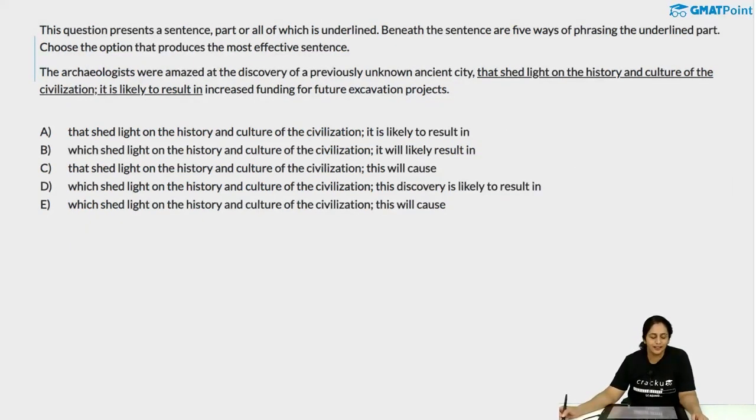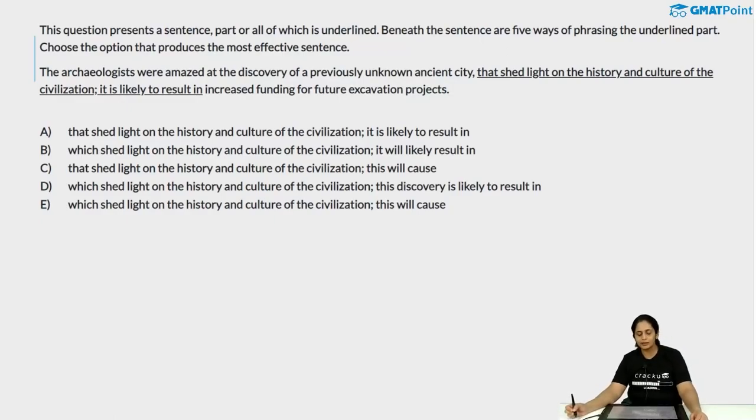I'm Sayali Kale. In this particular question, we have to find out the correct way of phrasing the underlined portion. And we see a lot of splits across the options. Let's take a look at the sentence first. The archaeologists were amazed at the discovery of a previously unknown ancient city that shed light on the history and culture of the civilization. It is likely to result in increased funding for excavation projects.